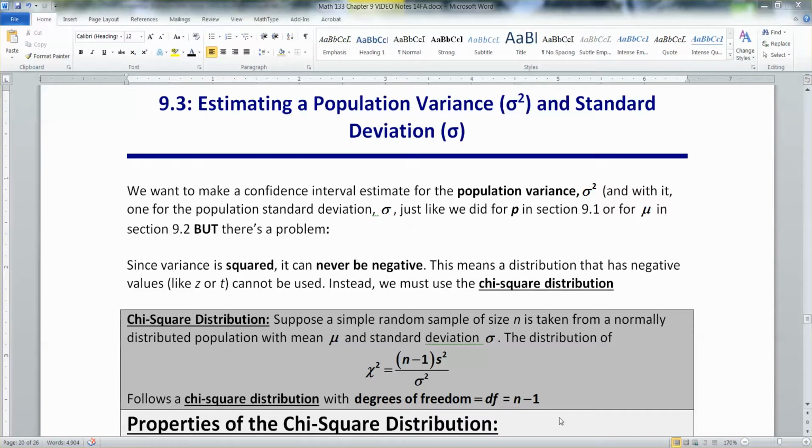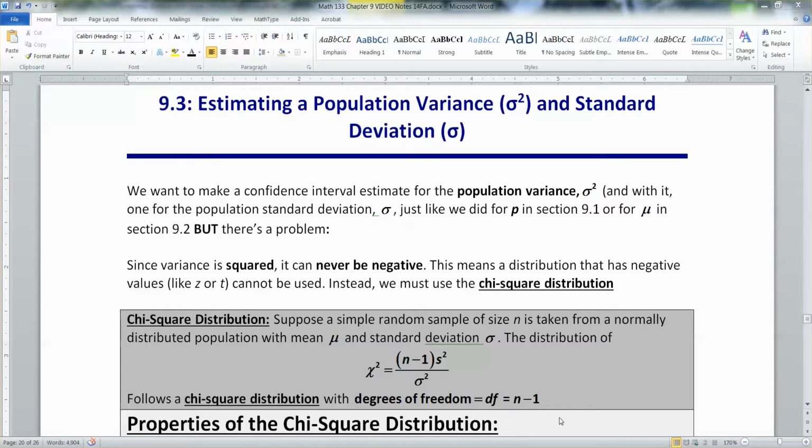We want to move on to our last type of confidence interval. These will be confidence intervals for population variance and standard deviation. And I'm being kind of sloppy with my language a little bit, and that's because these two confidence intervals go hand in hand. That's because population variance and standard deviation go hand in hand.